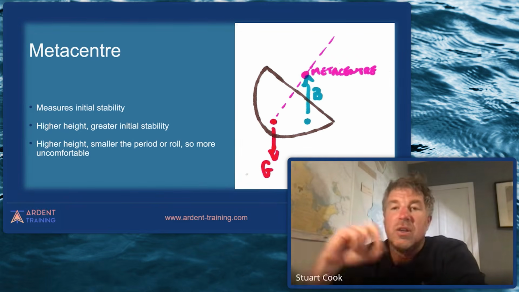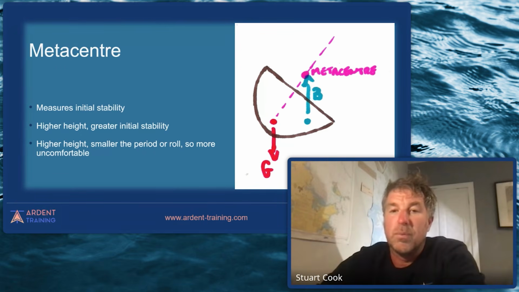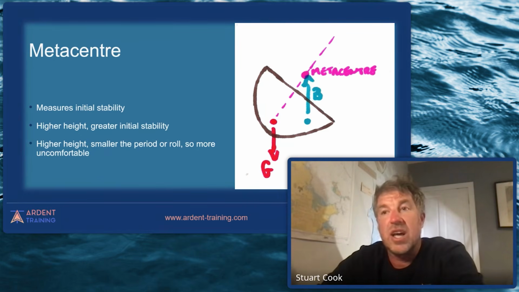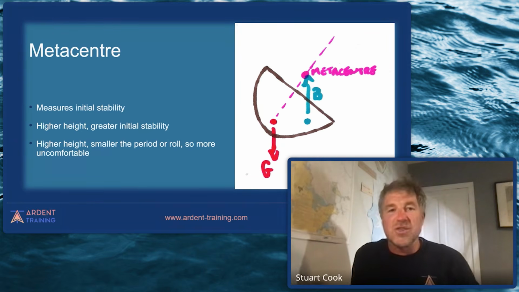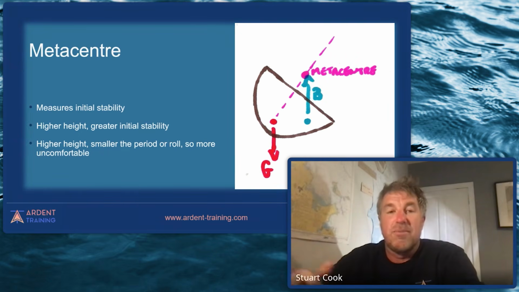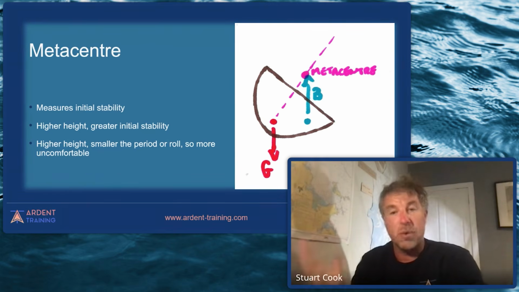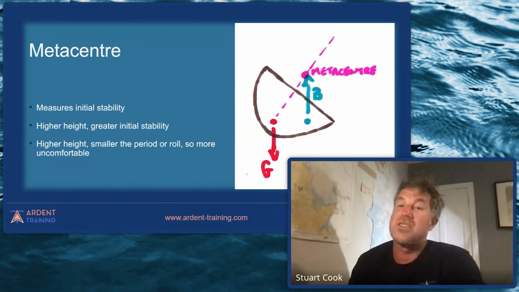However, the higher the metacenter, the smaller the period of roll. And the smaller the period of roll, the more uncomfortable a vessel is. So it's not just a case of saying, let's make our vessel wide, let's make it super stable, because it can actually affect the period of the roll of the vessel, how it acts on the waves. And if it has a really small period, that is, it's going to roll very quickly, it's not going to be comfortable.